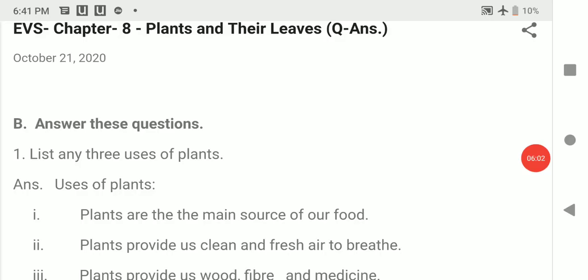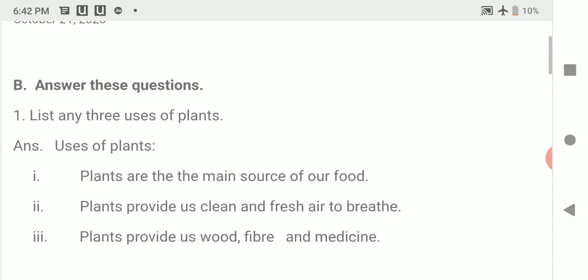Now we will do the question answers of this chapter. B. Answer these questions. First we will discuss the answer of these questions. Then you have to write down in your notebooks. First question is, list any 3 uses of plants. Plants are the main source of our food. We get food from plants. Plants provide us clean and fresh air to breathe. Plants provide us wood, fiber and medicine. These are the uses of plants.